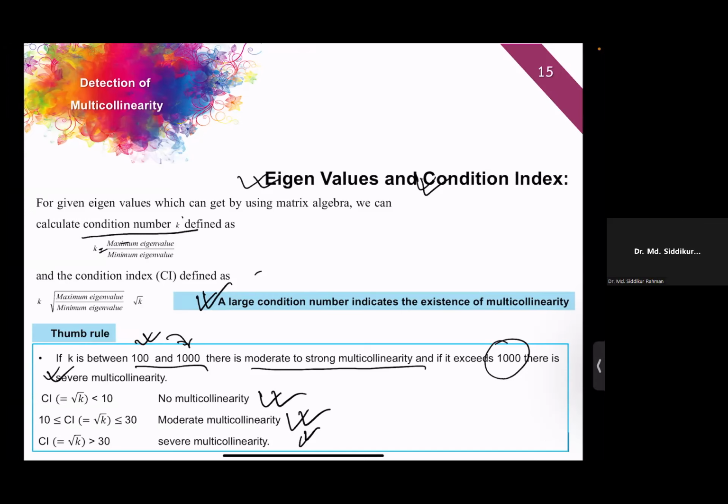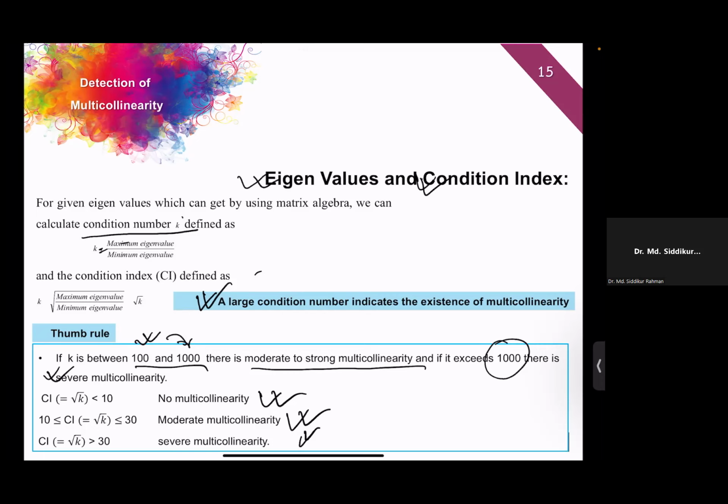Very good. So you can detect multicollinearity problem using two measures: one is condition number, one is condition index. If you consider the condition number, you can conclude like this. If you denote the condition number by k, if k is between 100 to 1000, that means there is a moderate to strong multicollinearity. But when it exceeds 1000, you have to conclude that there is a severe multicollinearity problem, right?